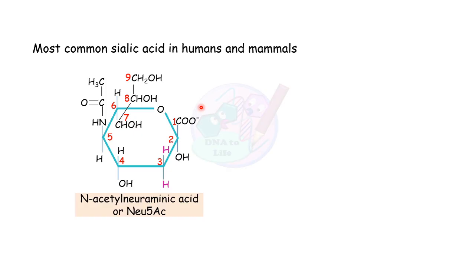So cerebrosides and globosides are neutral glycolipids, whereas sulfatides and gangliosides are negatively charged. Gangliosides are negatively charged because of N-acetylneuraminic acid, and sulfatides are negatively charged because of sulfate groups.